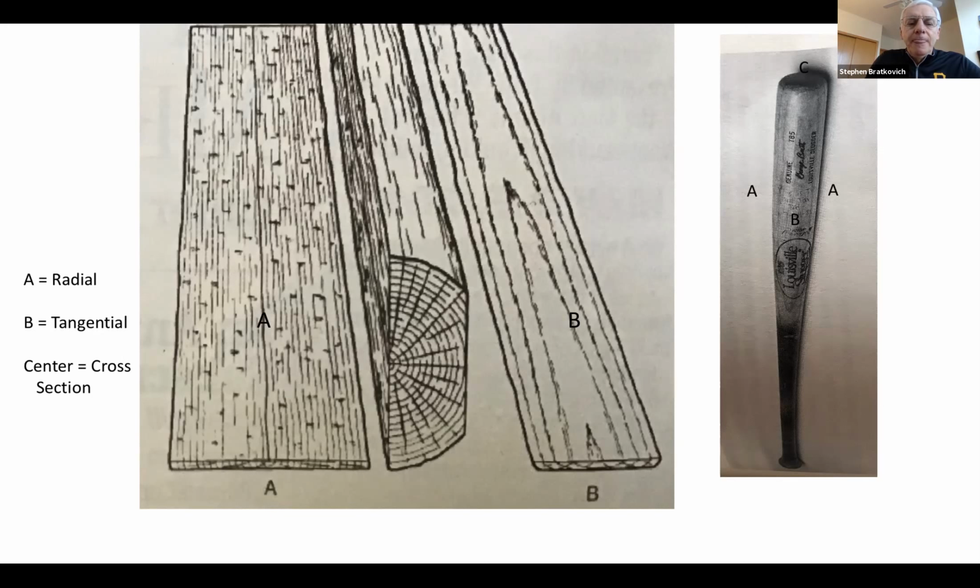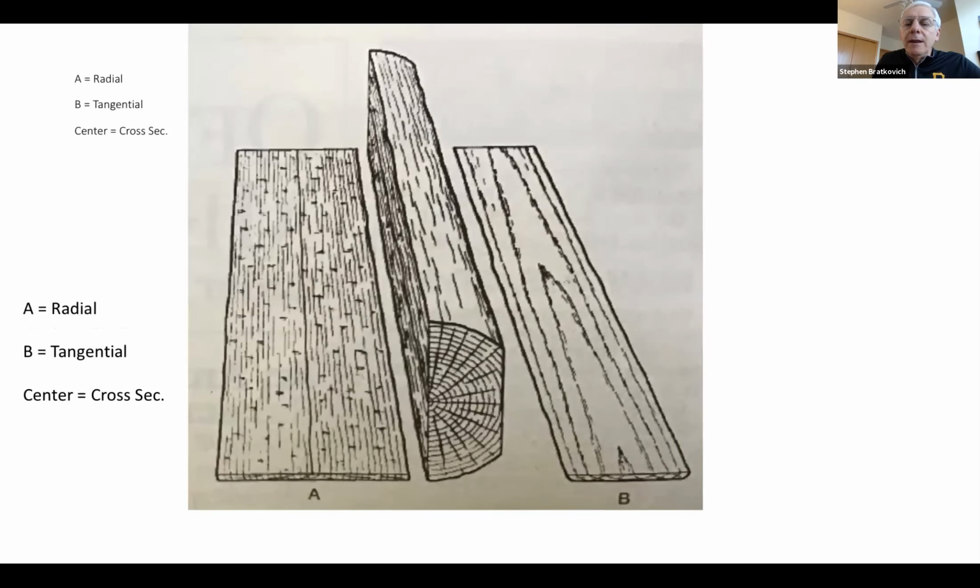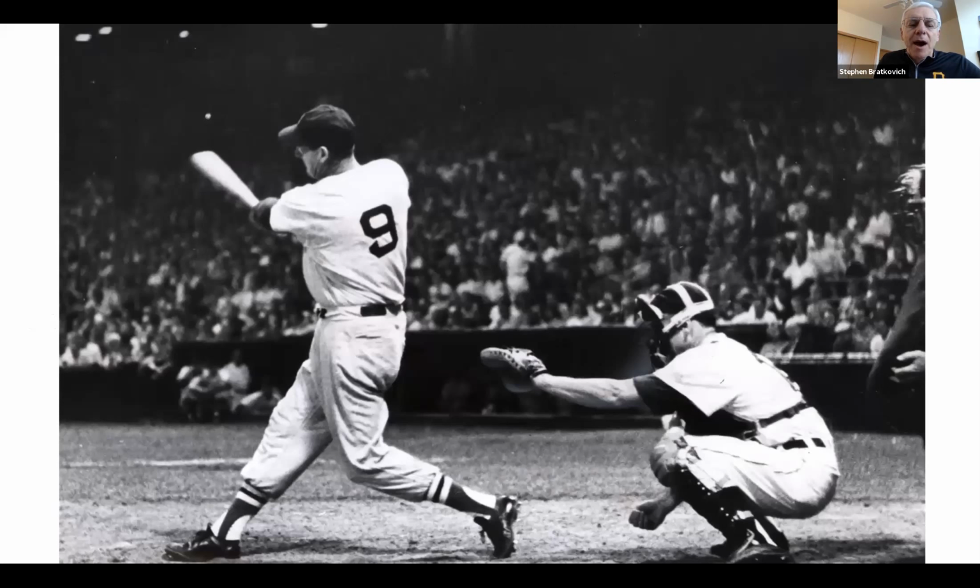So those are the 3 surfaces. C is the middle, the center of the cross section. That's at the end of the bat or on the handle, where you count the rings on the age of the tree by the rings. You can see that on the edge. Or excuse me, you can see that on the end or the handle. So again, there's those 3 surfaces, and just keep that in mind.